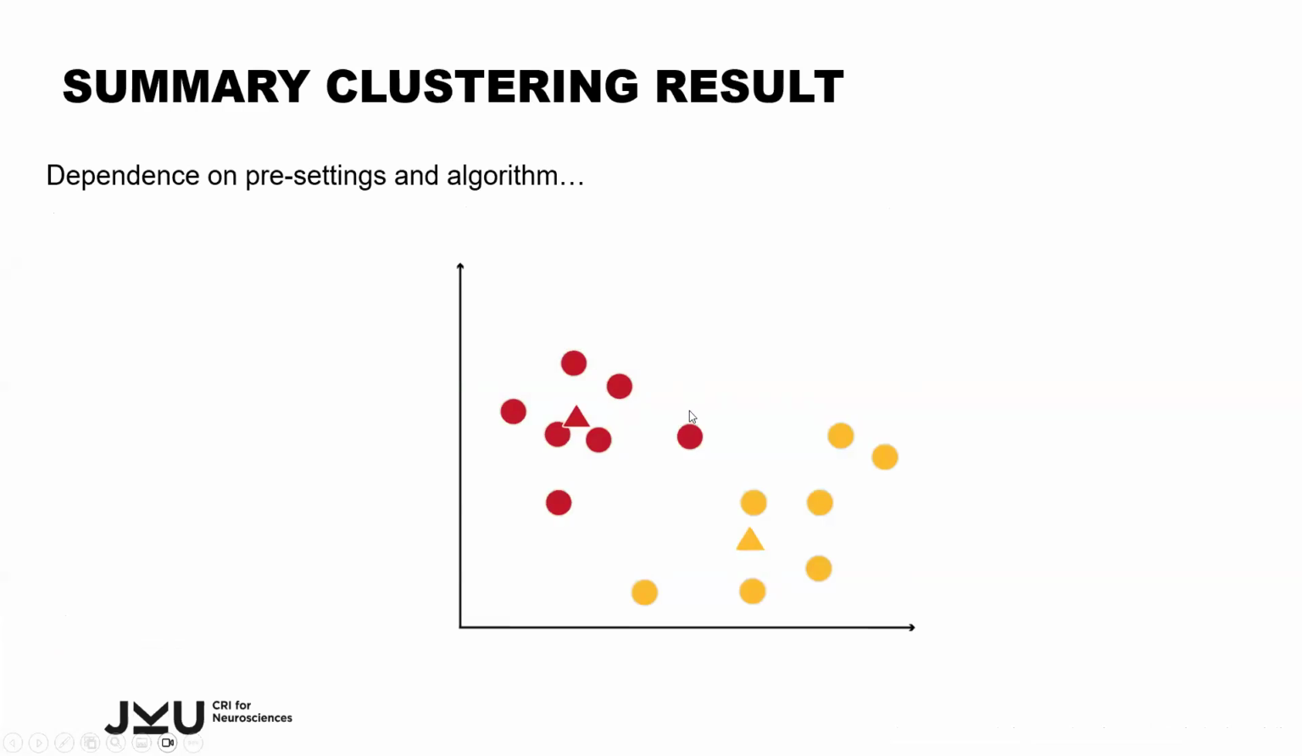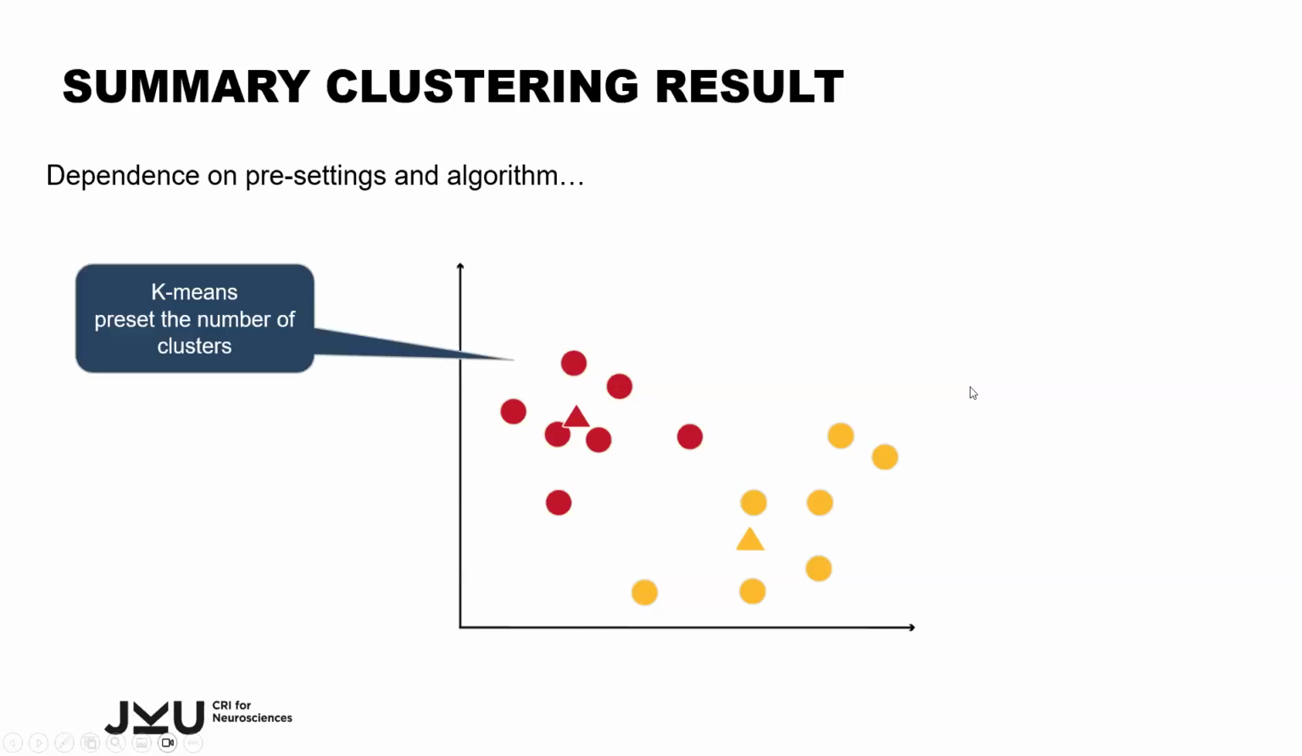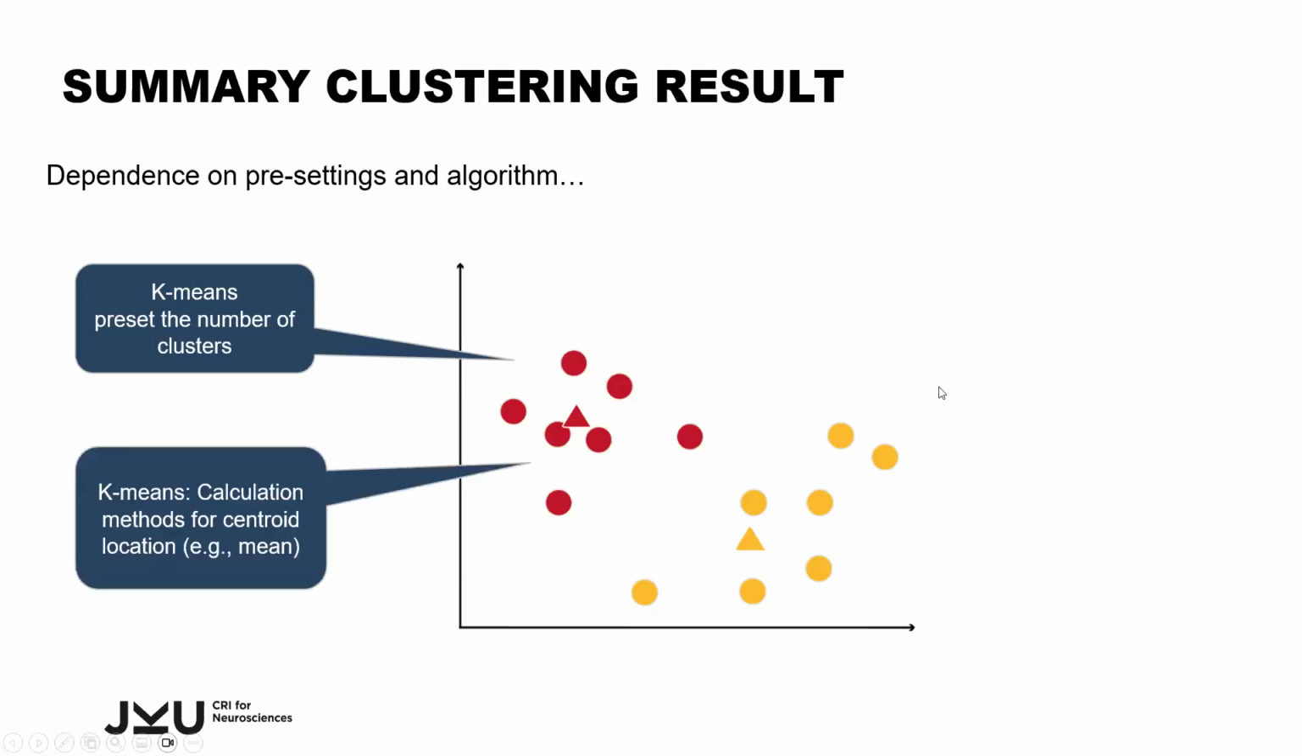And as I mentioned, I wanted to show that the result depends on various choices or assumptions of the configurations. And so I started with explaining this method that you have to preset the number of clusters. As I said, we choose 2 clusters, but we also could have chosen for 3 or 4. And you have also the calculation method of the centroids.